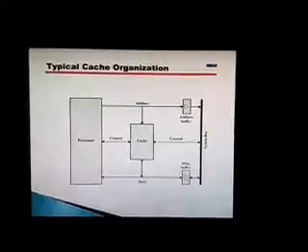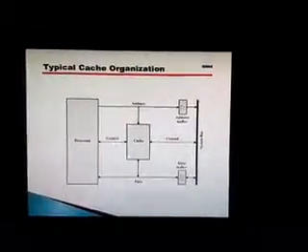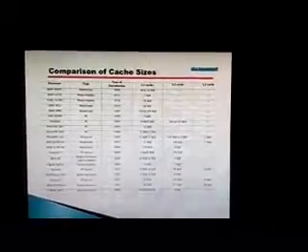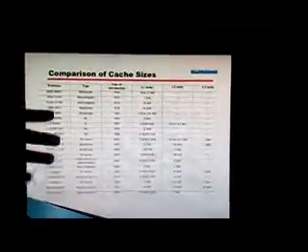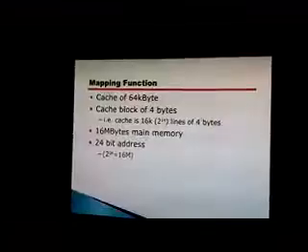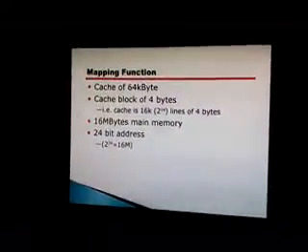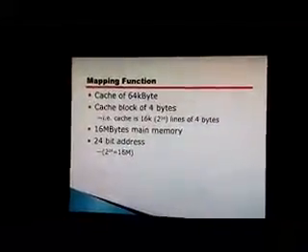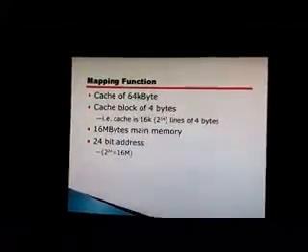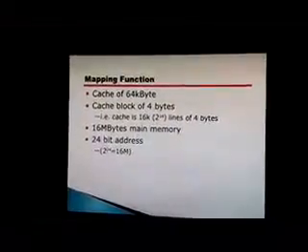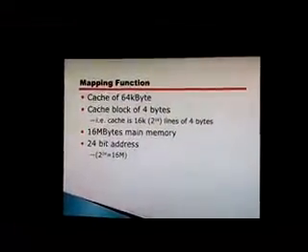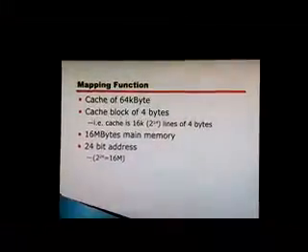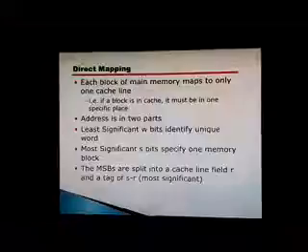Typical cache organization. This is the example of typical cache organization. Comparison of cache sizes. This is the table for comparison of cache sizes. Mapping function. Cache of 64 kilobytes. Cache block of 4 bytes. That is, the cache is 16K lines of 4 bytes. 16 MBytes main memory. 24-bit address. And this is the solution, or the formula.